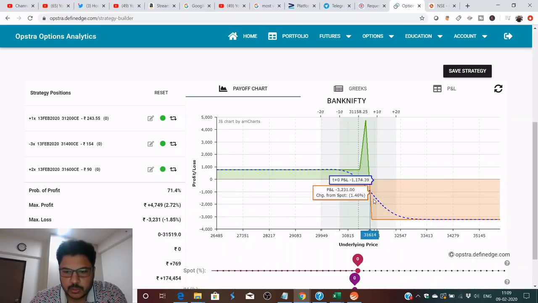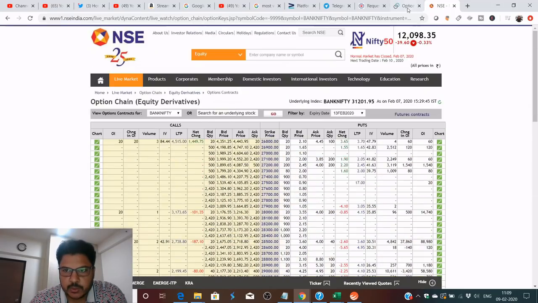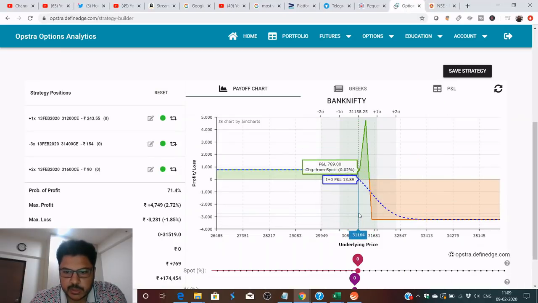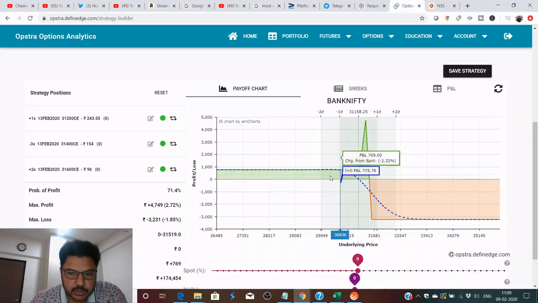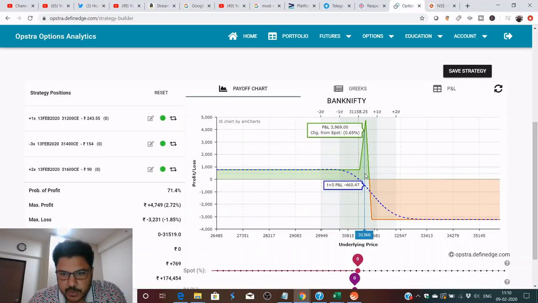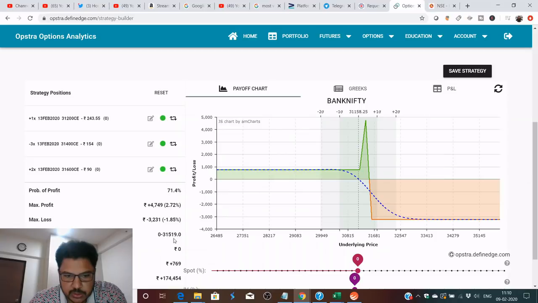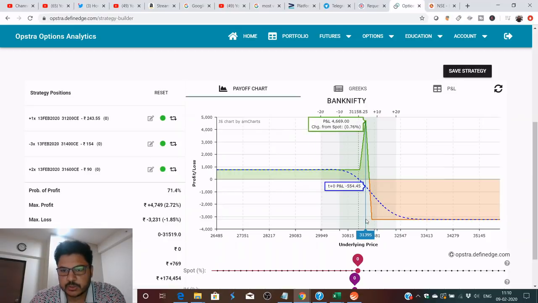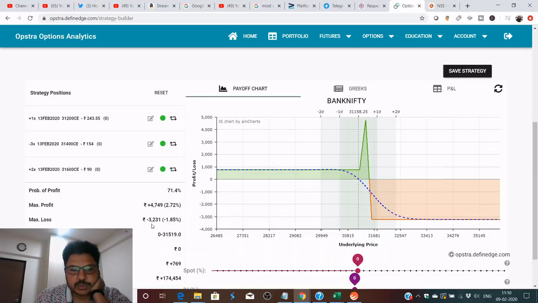So you are expecting the market to go down below 31,580. Where is the market right now? It is at 31,200. So your market is here at this line, right? Wherever the market goes, if your view is bearish, it will be giving you a profit of 795 rupees with 1 lot buy, 3 lot sell, and 2 lot buy. Your maximum profit will be if the market goes up by 3,360. Till 31,499 you will have around 4,000 rupees of profit. And what is your maximum loss? It is 3231. Maximum loss will start after this.